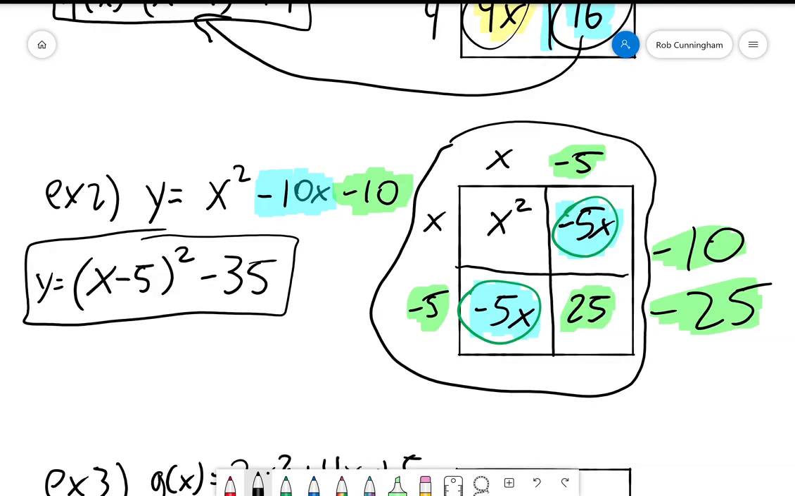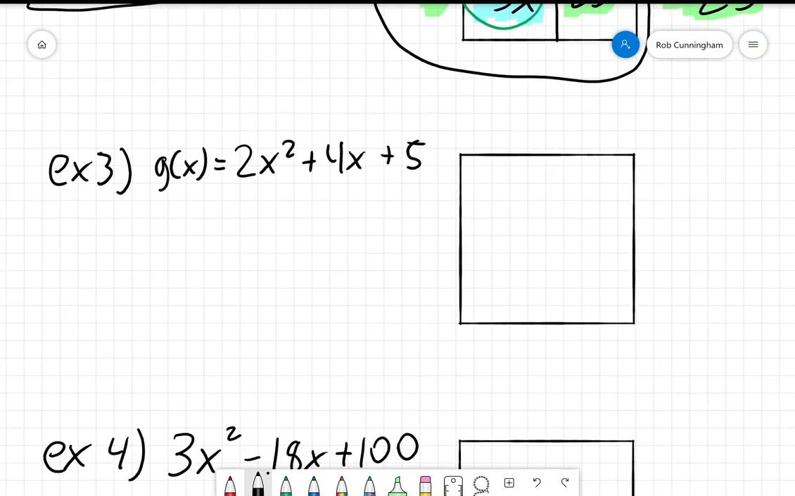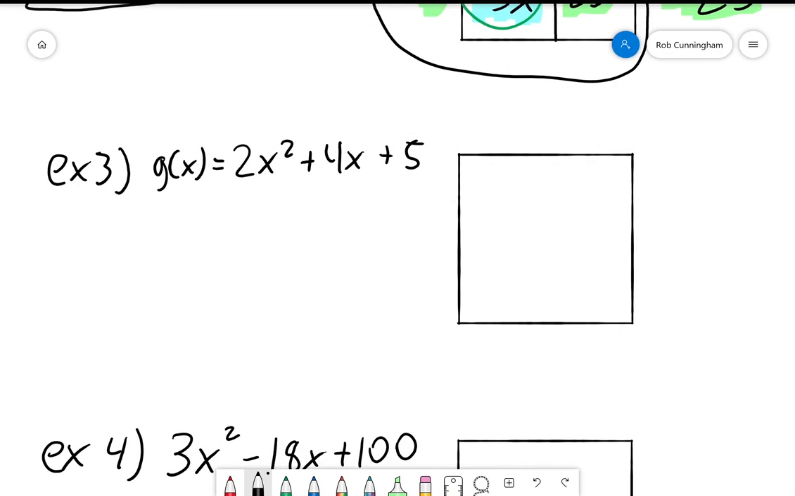Let's do another one. Problem 3. 2x squared plus 4x plus 5. Okay? Same deal. Section this off. And I'm going to kind of leave the plus 5 hanging out here for a little bit, and we'll figure out what to do with that later.